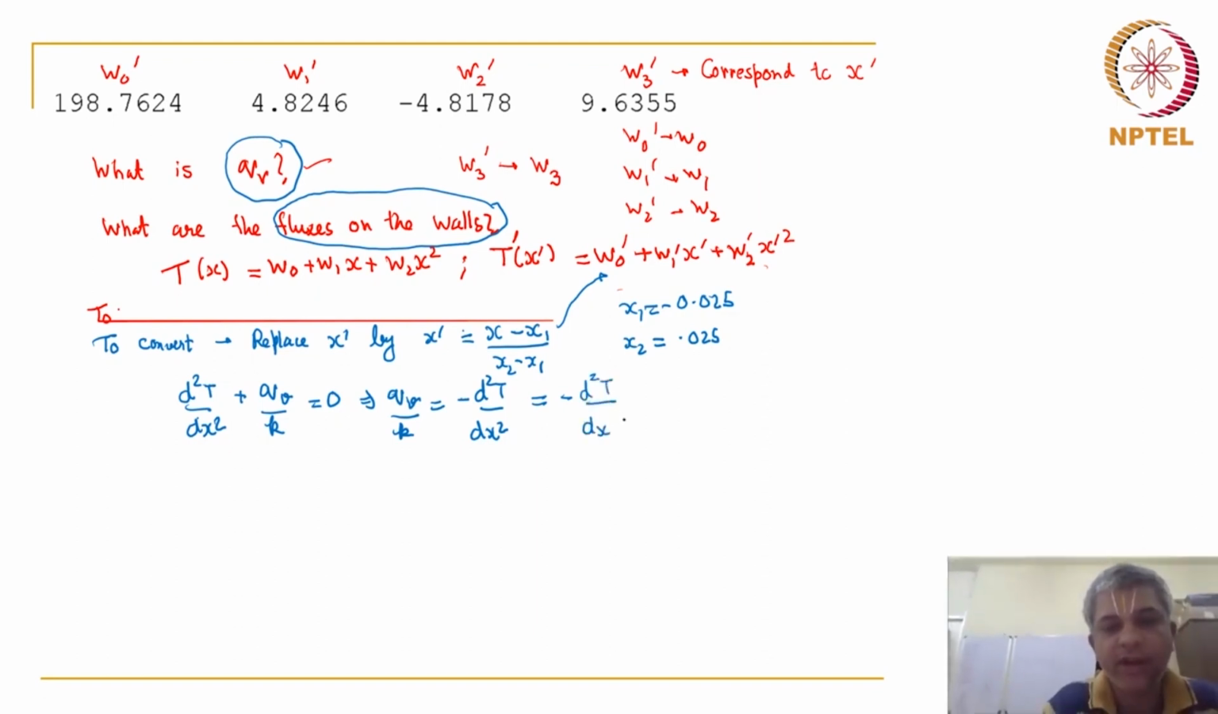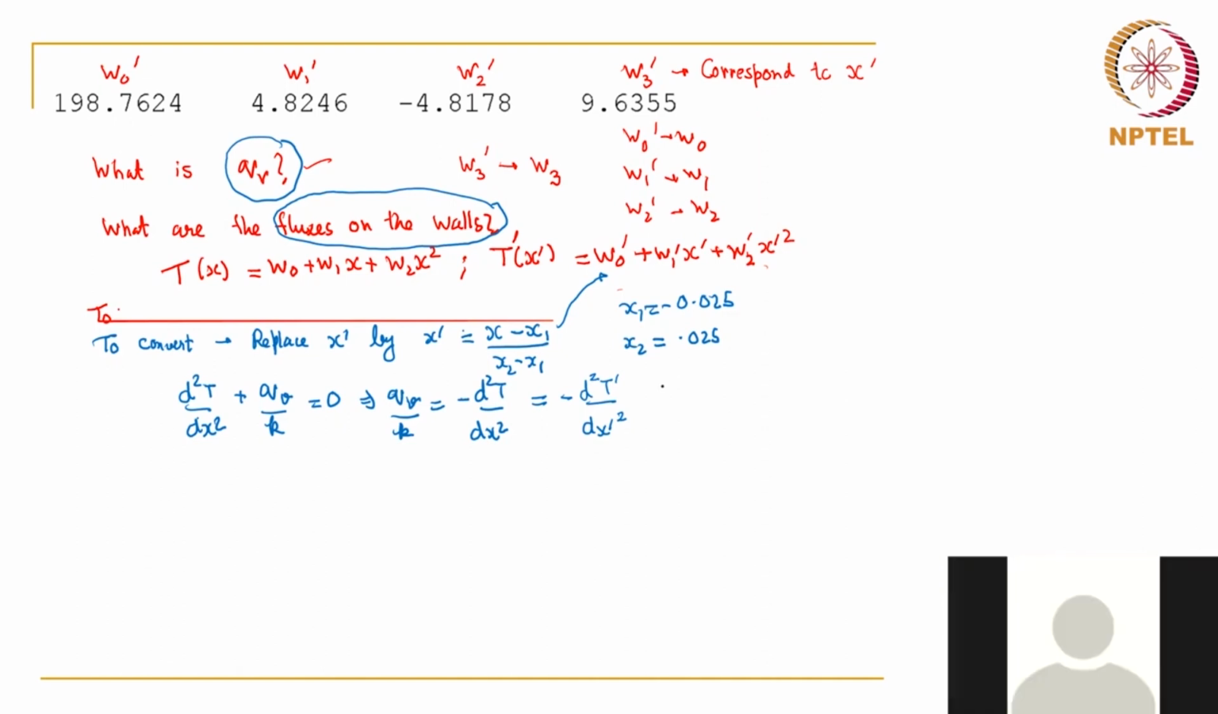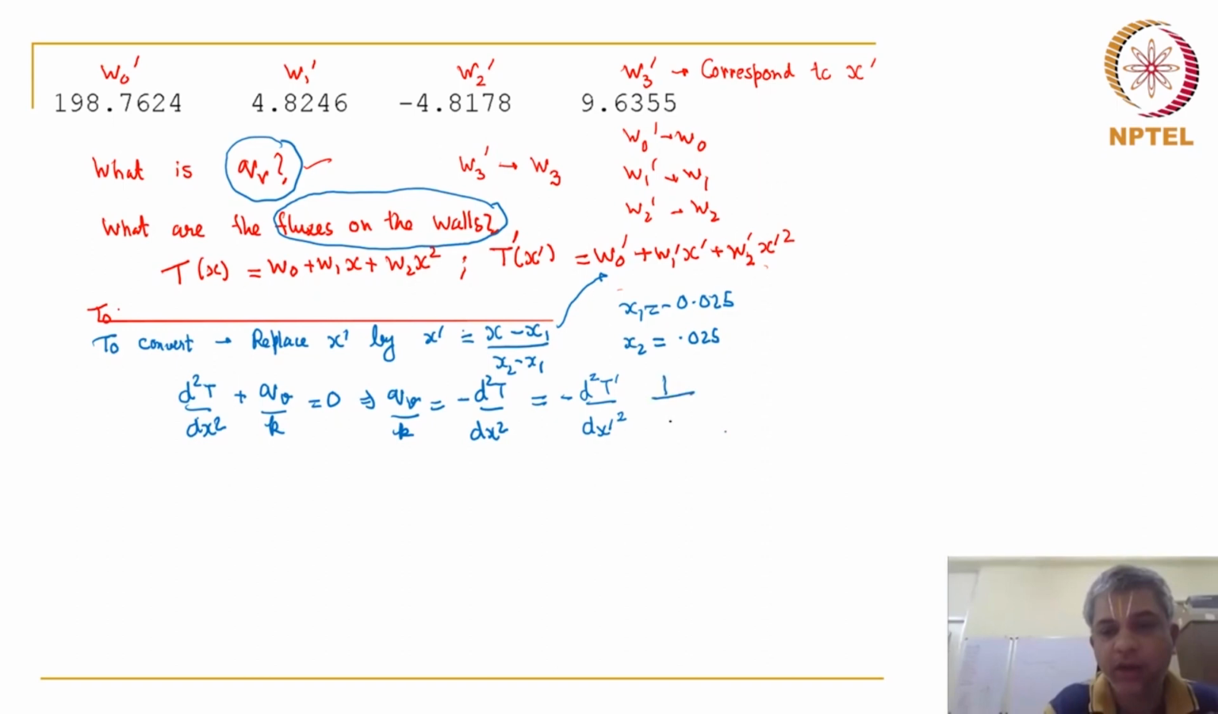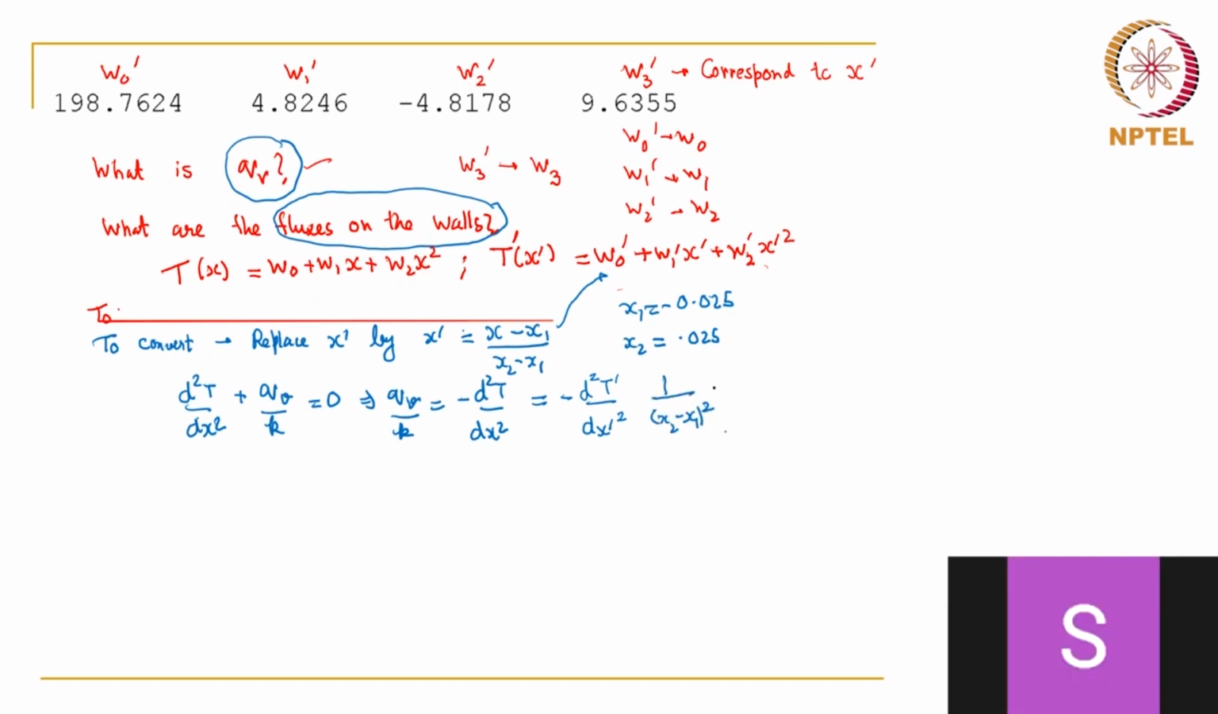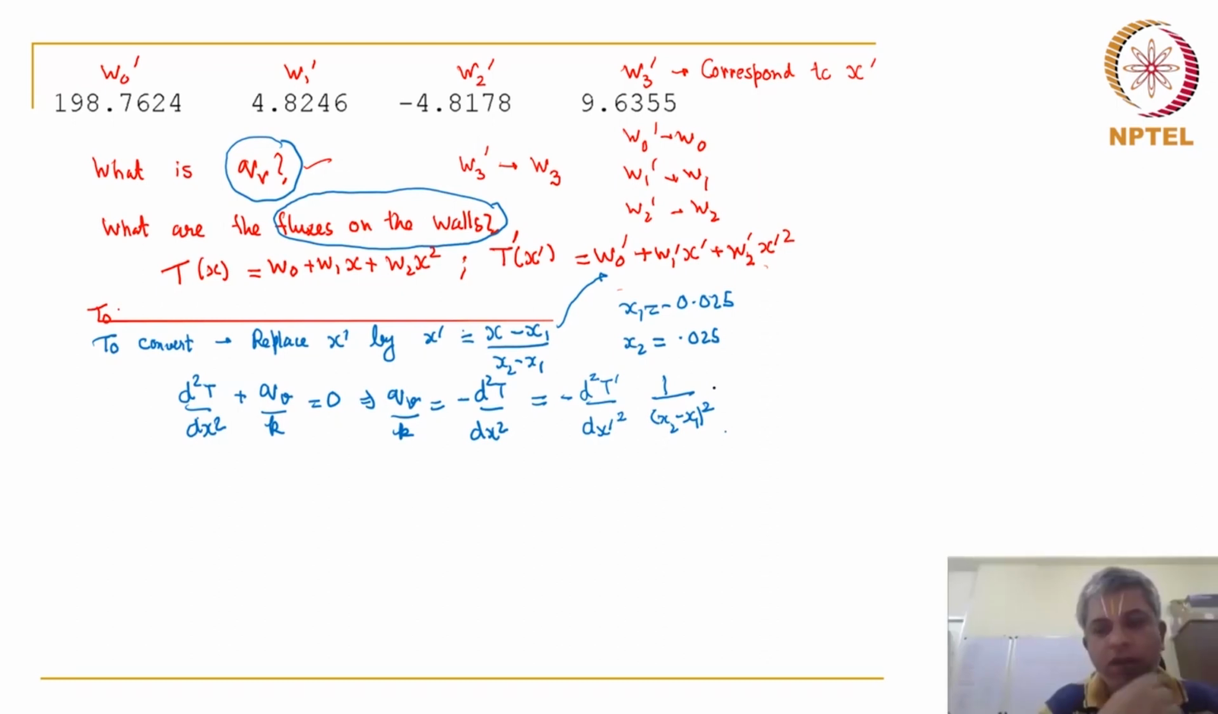I will not do it in detail, but this will be d square T prime dx prime square multiplied by 1 by x2 minus x1, the whole square. So you can do the calculus and just check this out.